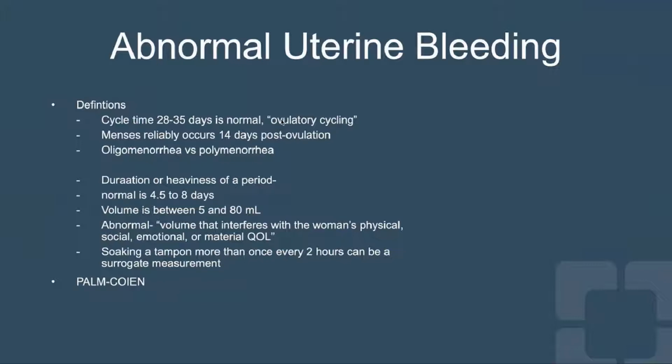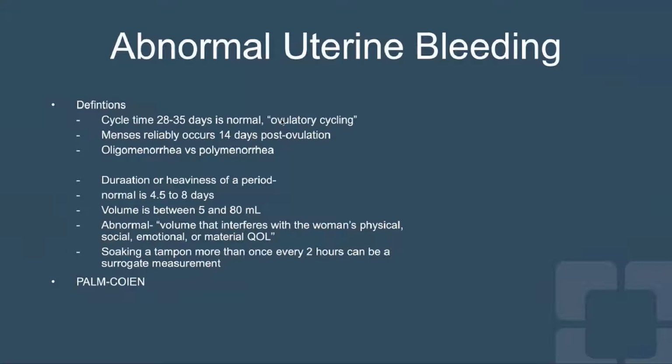The duration or heaviness of a period. A normal period is about 4.5 to 8 days. Although I will say in practice, exactly how long the period is is less important than the volume. Volume is typically defined as 5 to 80 milliliters, and this is typically something defined in studies. So when we're looking at increasing or lowering blood loss in randomized controlled trials, these are the measures we use. But truly abnormal is more an opinion of the female.